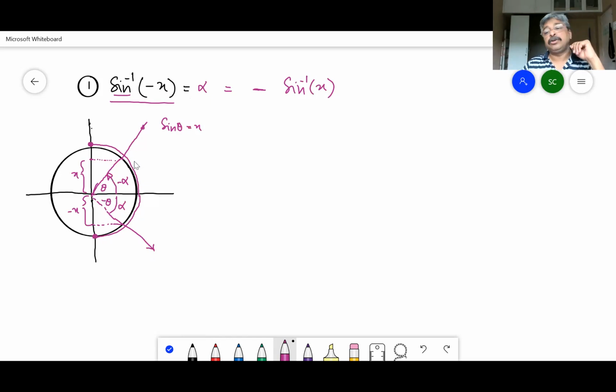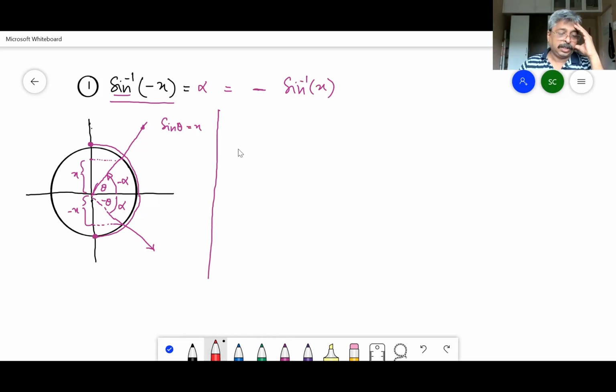I am just asking you to visualize the unit circle and terminal ray, the definition of sine, so that you get this answer very quickly. Now let me write down the algebraic proof. This is geometry.